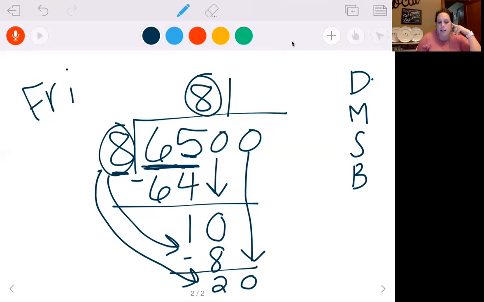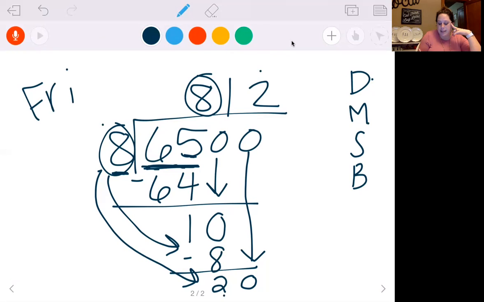So in my head, I'm thinking, 8 times what gives me close to 20? I know 8 times 1 is 8. Let's see if I can go higher. 8 times 2 is 16. That's pretty close. 8 times 3 is 24, so that's too high. So I'm going to put a 2. Then I multiply 8 times 2.